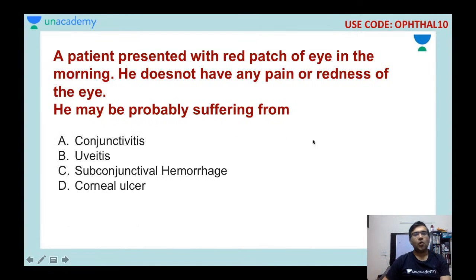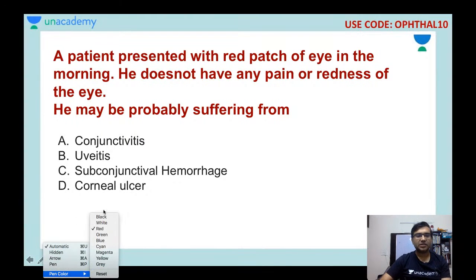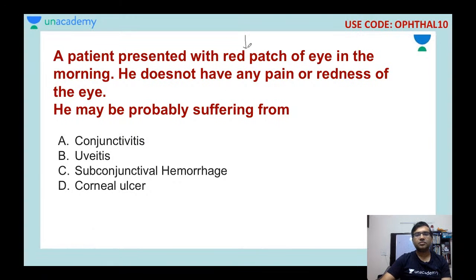Okay, chalo. The next question is, a patient presented with the red patch of eye in the morning. He does not have any pain or redness in the eye. He may be suffering from which of the following? Conjunctivitis, uveitis, subconjunctival hemorrhage or corneal ulcer. Now see, all of them again are the diagnosis of the red eye. So here he is not having a diffuse congestion or diffuse redness.